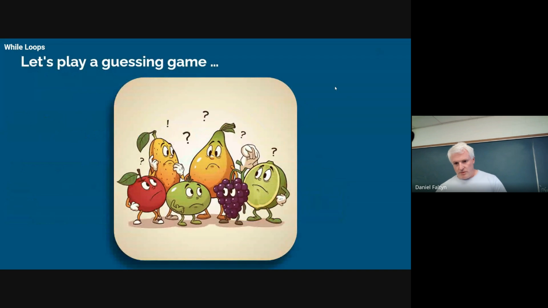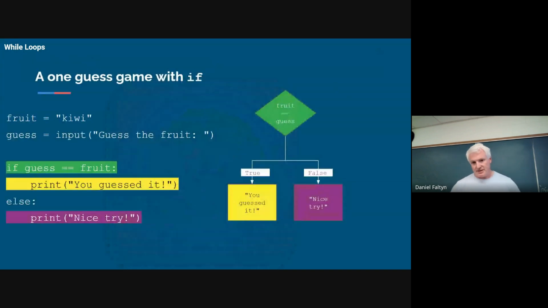Okay, so let's say we want to play a guessing game. We wanted to guess the fruit, right? So I have a static fruit declared here called kiwi, and I'm going to ask the user, guess the fruit. Now, you as the programmer, you know it's kiwi, but the person using this, they don't know it's kiwi. So input, guess the fruit, right? This is that diagram that we know and love we saw before, and I have it color-coded here. So if the guess the user gave me equals the fruit, I'm going to print out you guessed it. Otherwise, I'm going to print out nice try.